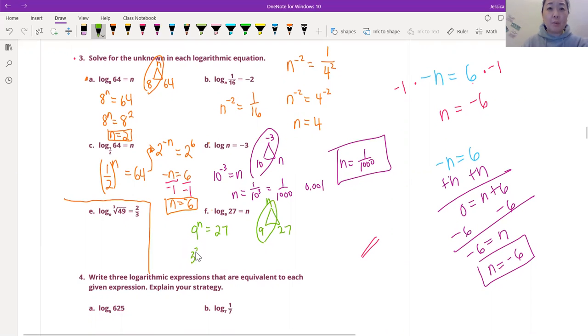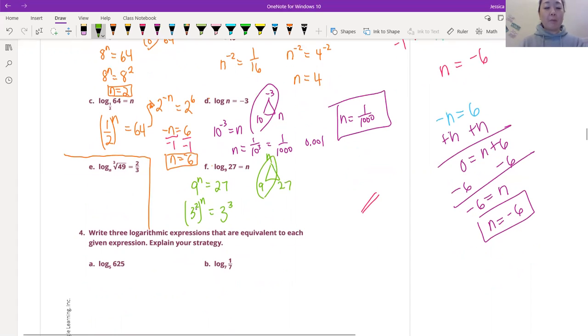So what I can do is go 3 squared, right? Let's make it a little smaller. 3 squared to the n power, because remember 3 squared is 9. Well, what is 3 to what power will be 27? 3rd power. So hopefully you know your perfect cubes. If you don't, we will now, because we're going to go over those all the time.